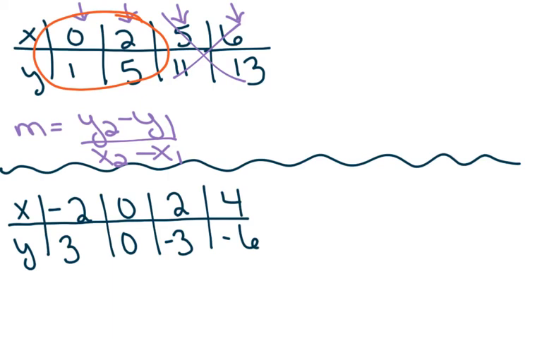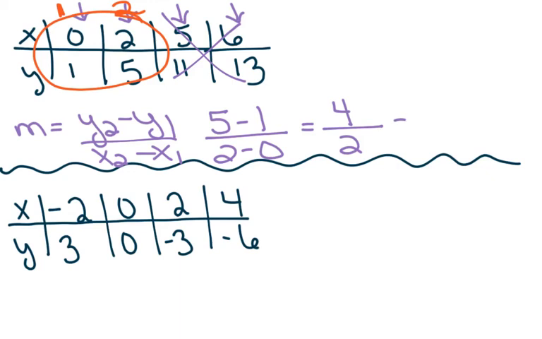This would be my first set of coordinate points, and this would be my second. So when I plug it into my equation, that would make it 5 minus 1 over top of 2 minus 0. 5 minus 1 is 4, 2 minus 0 is 2, and then that fraction 4 divided by 2 simplifies to 2.